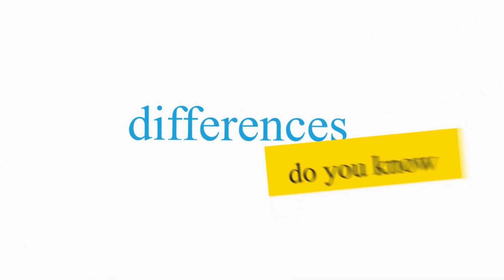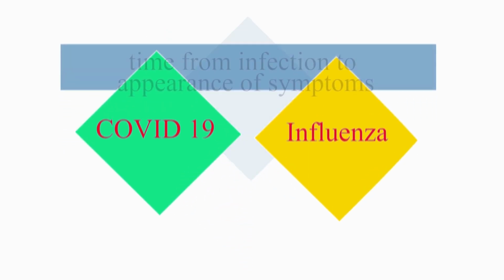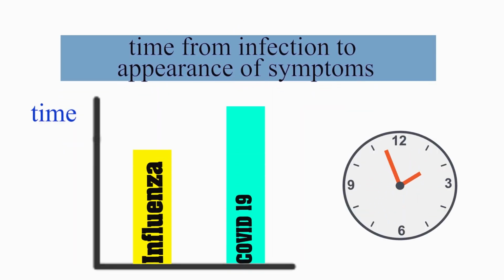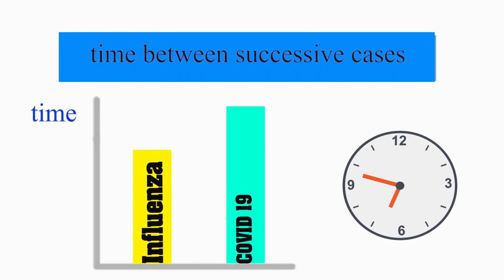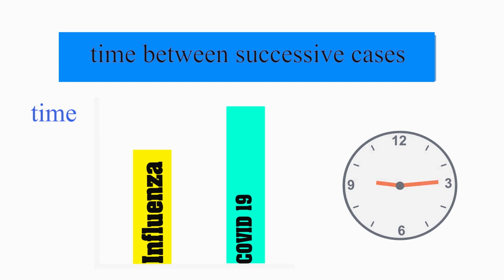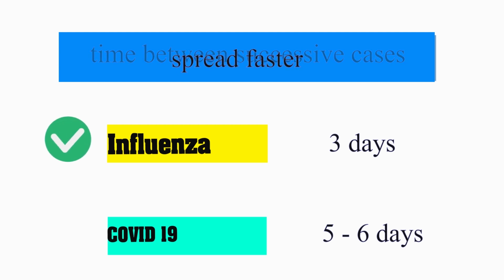How are COVID-19 and influenza viruses different? The speed of transmission is an important point of difference between the two viruses. Influenza has a shorter median time from infection to appearance of symptoms, and a shorter time between successive cases than COVID-19 virus. The time between successive cases for COVID-19 virus is estimated to be 5 to 6 days, while for influenza virus, it is 3 days. This means that influenza can spread faster than COVID-19.